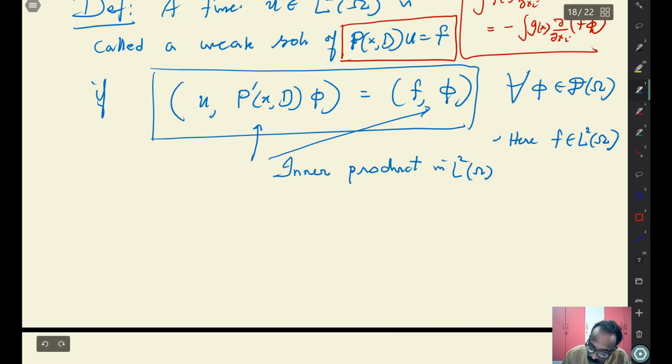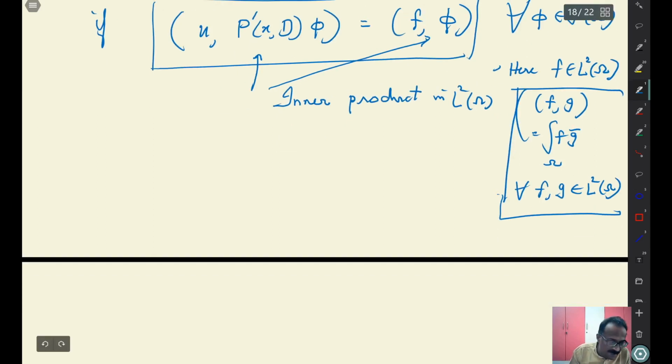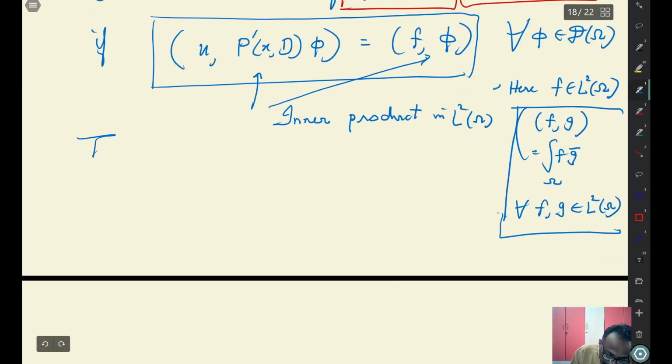What is the inner product in L2 of omega? The inner product of f and g is equal to the integral of f g bar if you are working with complex functions, for all f, g in L2 of omega. So this is the inner product in L2 of omega. So if you have this, you have a theorem. I will not give the complete proof. So let me give you a theorem here. I will give a necessary and sufficient condition.